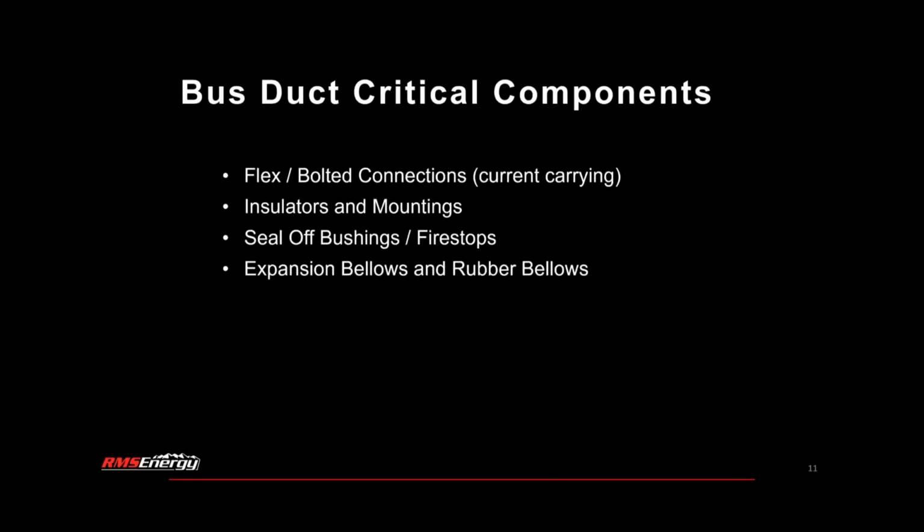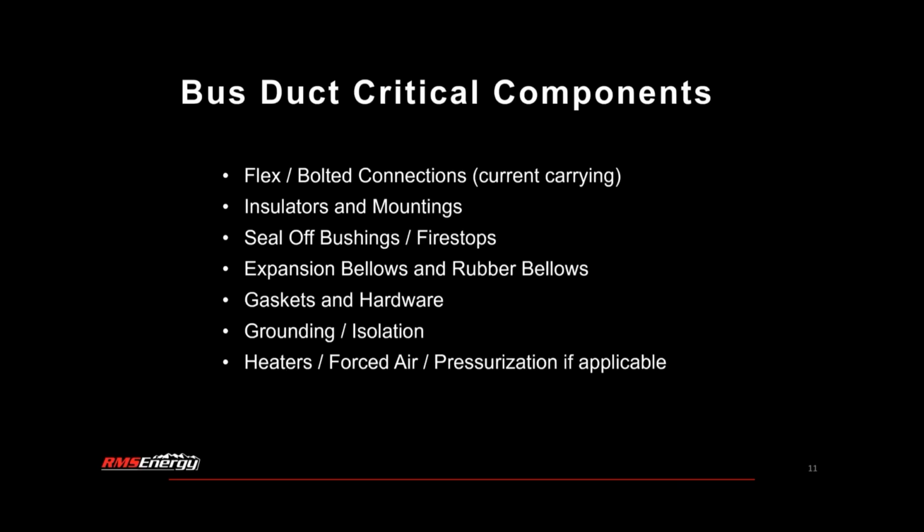expansion bellows and rubber bellows. These are part of your enclosure system on the external of the bus duct, gaskets and hardware within the bus, proper grounding and isolation of your equipment. And then on some styles of bus duct, there are mechanical systems that support the operation, such as heaters, forced air cooling systems, and air pressurization systems. These aren't found on all types of bus duct, but if you do have them, they need to be maintained as well.